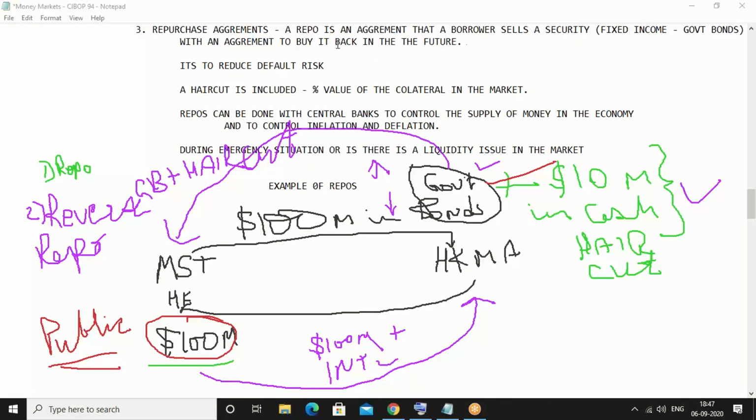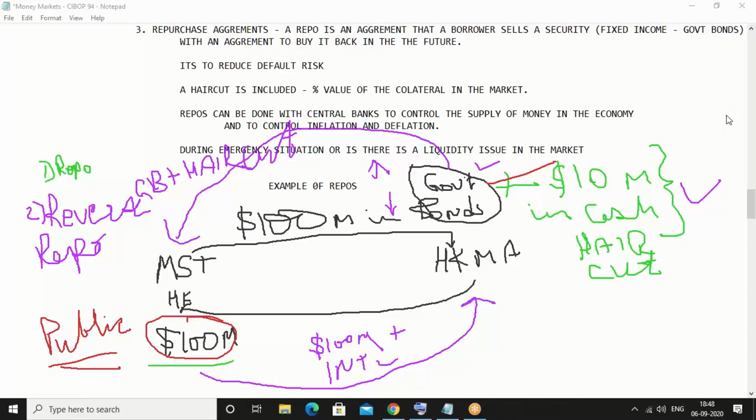definition again. So a repo is an agreement that a borrower sells a security, a government bond, with an agreement to buy it back in the future, and that government bond is given to reduce default risk. And a haircut is included, which is the percentage value in the collateral of the market. So generally, it's 10% based on my experience, because when you look at government bonds, they're not extremely volatile, and government bonds will generally not move 10% in a given day, okay?